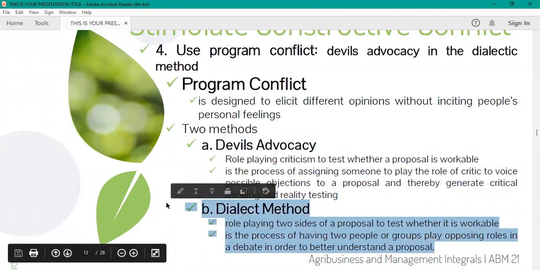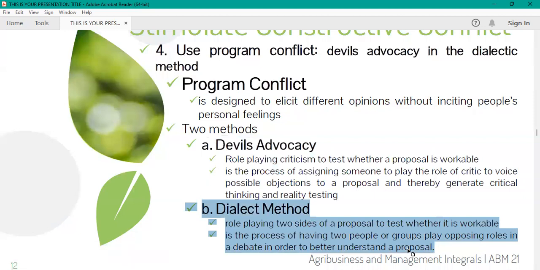So how about the dialectic method? The dialectic method is role-playing two sides of a proposal to test whether it is workable. So it is a process involving two people or groups to play opposing roles in a debate in order to better understand a proposal. So the dialectic method is where you need to debate over the pros and cons of a proposal.